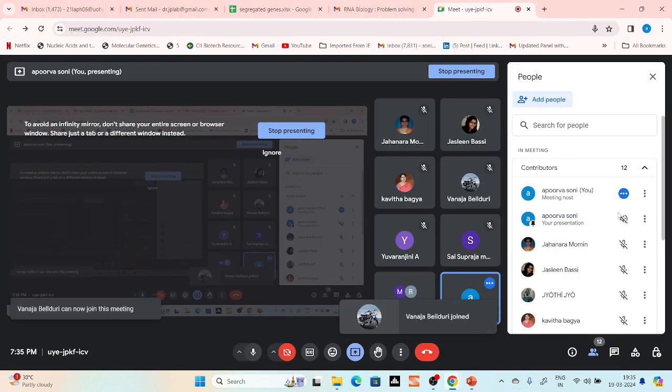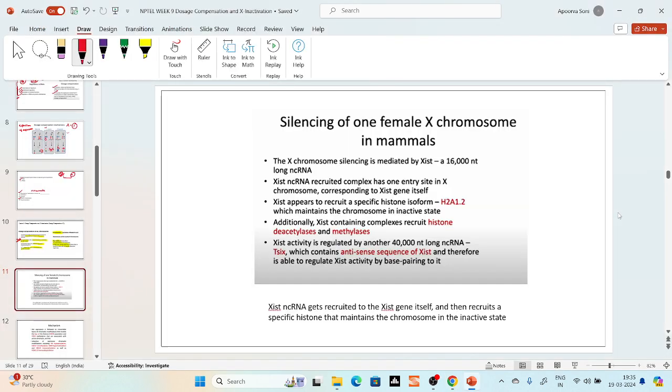Okay, so up till now we have studied that we have to maintain the expression level of X chromosomes. So one of the X chromosomes has to be inactivated, and that inactivated X chromosome in females is present as Barr bodies, a darkly stained and condensed material. Now the question comes: how is this X chromosome getting inactivated?